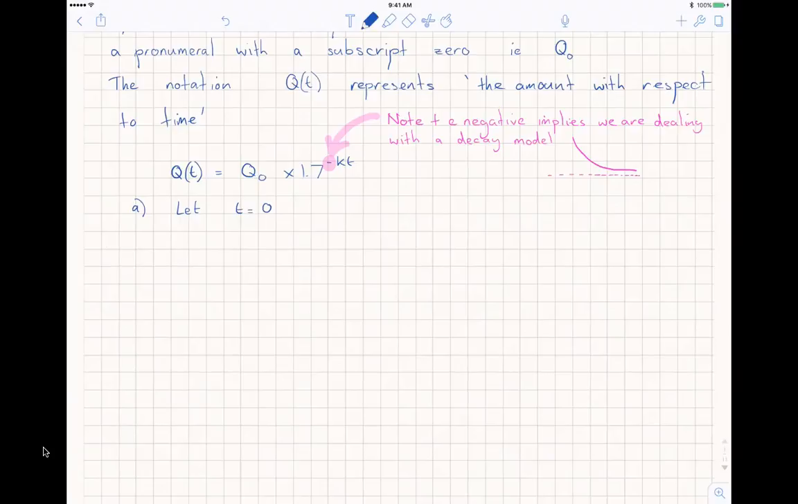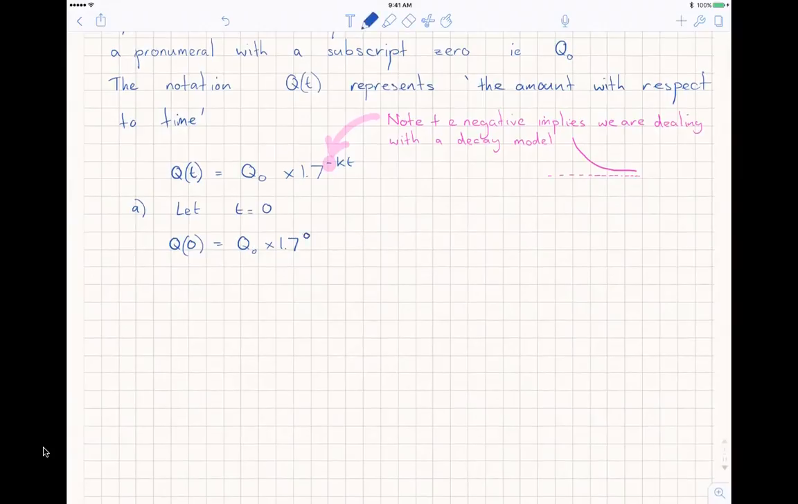So if we let T equal 0, we've now got Q of 0 is equal to Q0 times 1.7 to the power of minus K times 0. K times 0 is just 0. So in fact, that index is just to the power of 0. And we should remember that any number to the power of 0 is just 1. So this is Q0 times 1, which is just Q0. So what we've shown there is that Q of 0 is equal to Q0. It's a little bit confusing. So when time is 0, the initial amount is Q0.